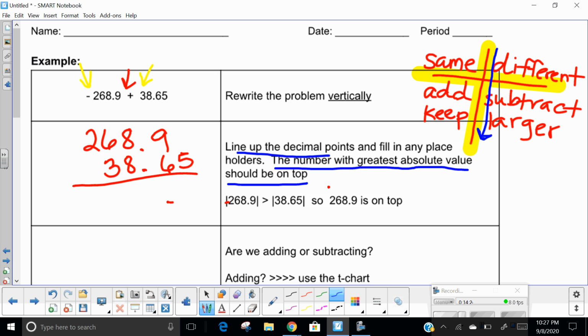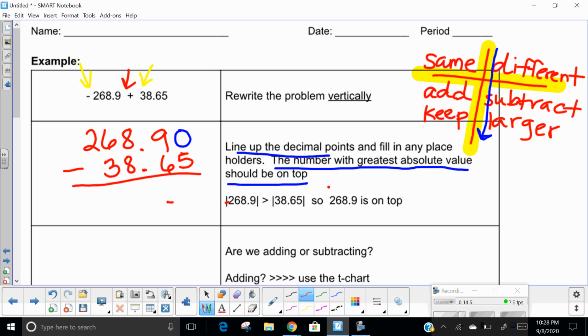And then I have to do what? We need to put a placeholder here because we have something missing. So now we're going back up here. We have different signs and we're following this part of the table. Different signs subtract. So we need to subtract these two numbers.